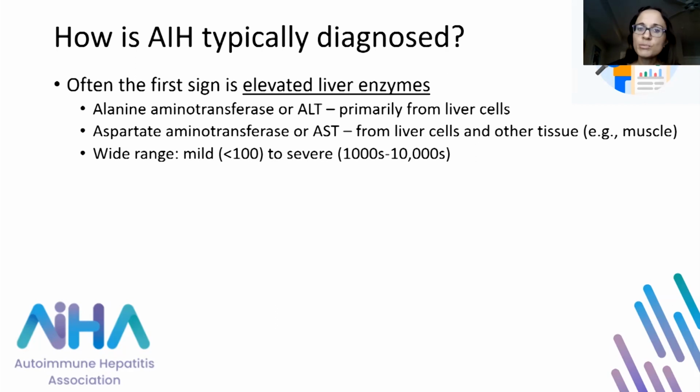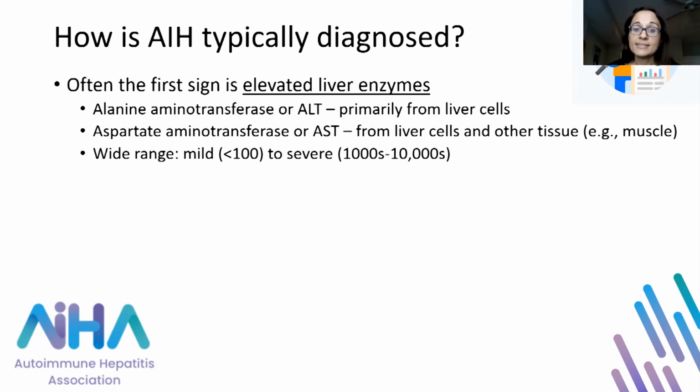There are two primary elevated liver enzymes that we monitor. One is alanine aminotransferase, or ALT. That is primarily in liver cells. And then another is aspartate aminotransferase, or AST for short. That can be present both in liver cells and in other tissues in the body, such as muscle tissue.